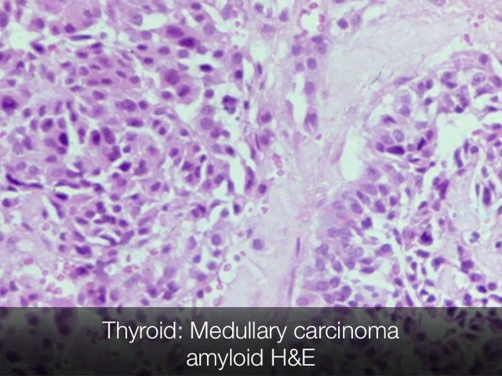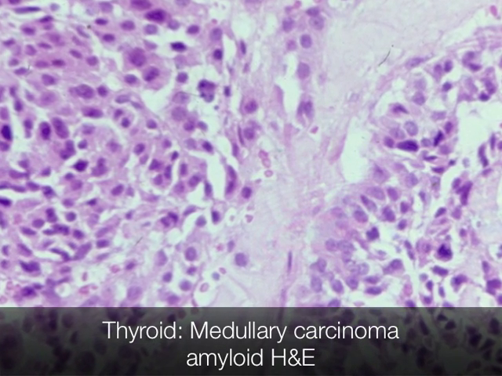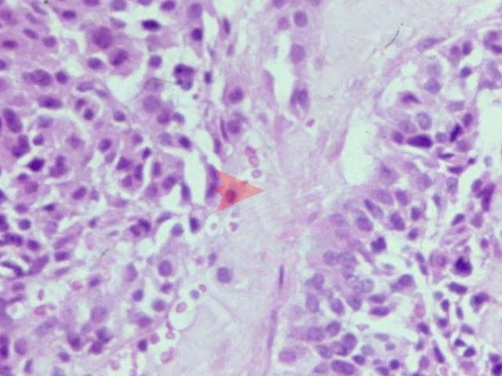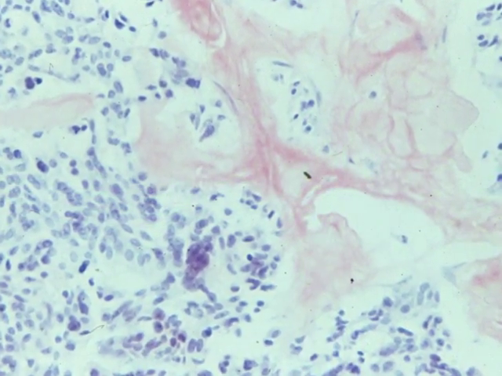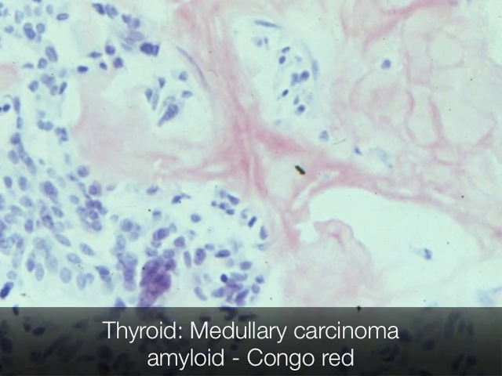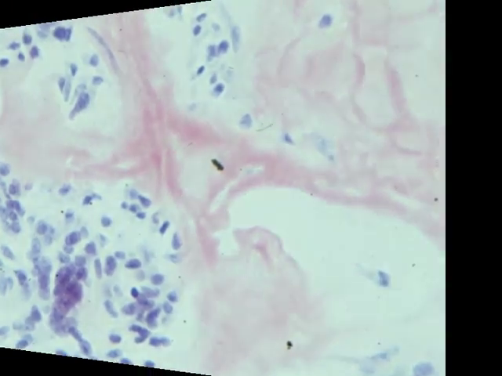This is a section of medullary carcinoma of the thyroid, and you can see a pinkish band, and this is a deposit of amyloid. And this is the same tumour that has been stained with Congo Red, staining the amyloid a pinkish red.